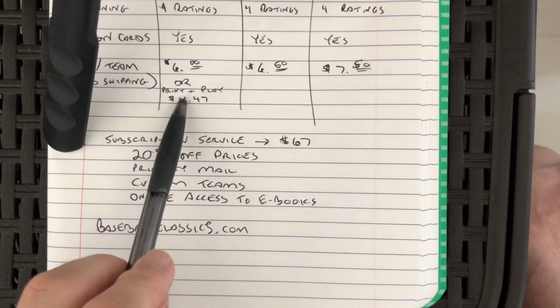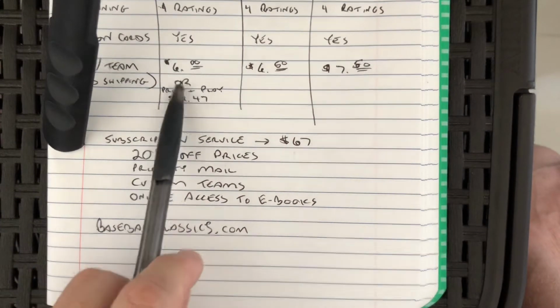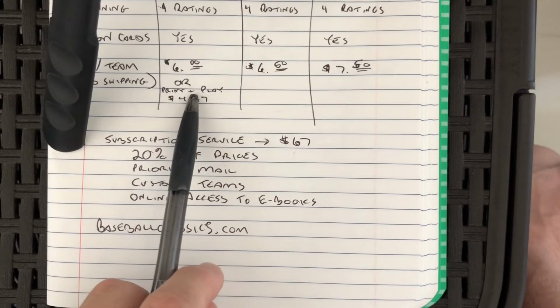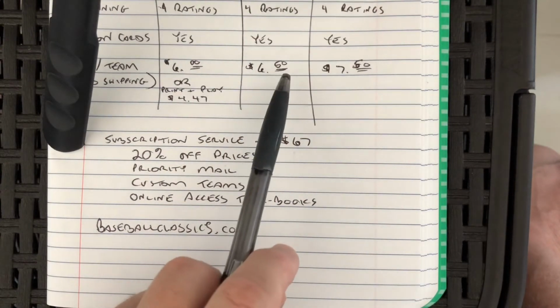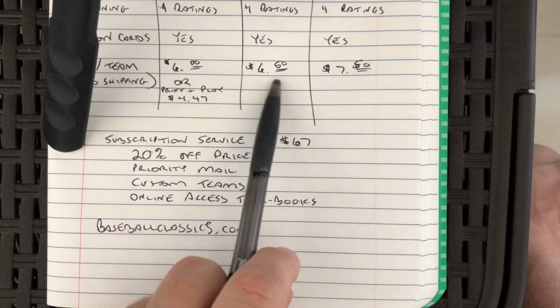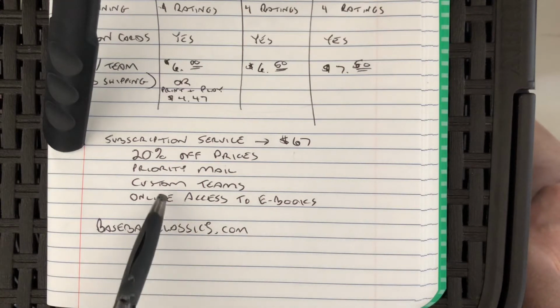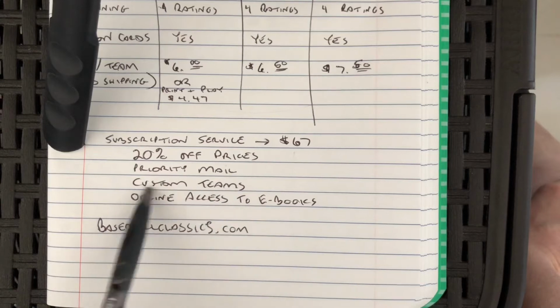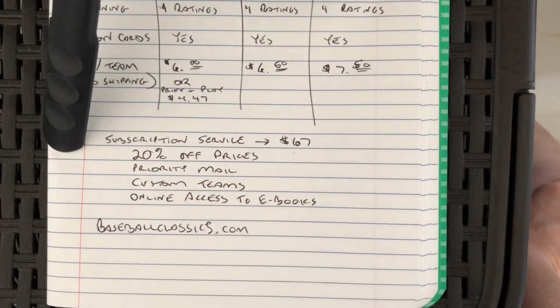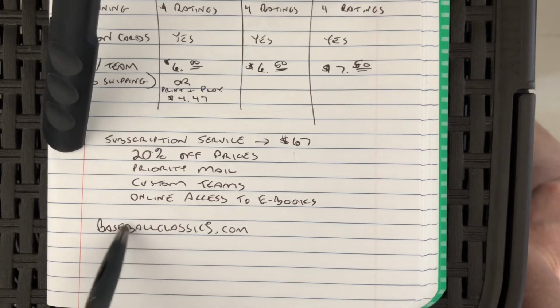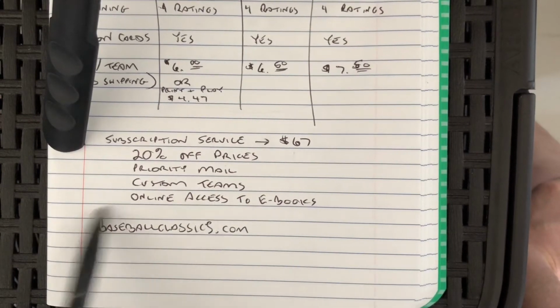Now, the standard version of the game, they say every team in Major League Baseball history is created. The deluxe version, that's not the case, and the premium version, that's not the case. As for seasons, I don't know. You're going to ask me about seasons, and I can't tell from the website. So you can have custom teams. You can have online access to ebooks that they offer. And all of this is at the Baseball Classics website.